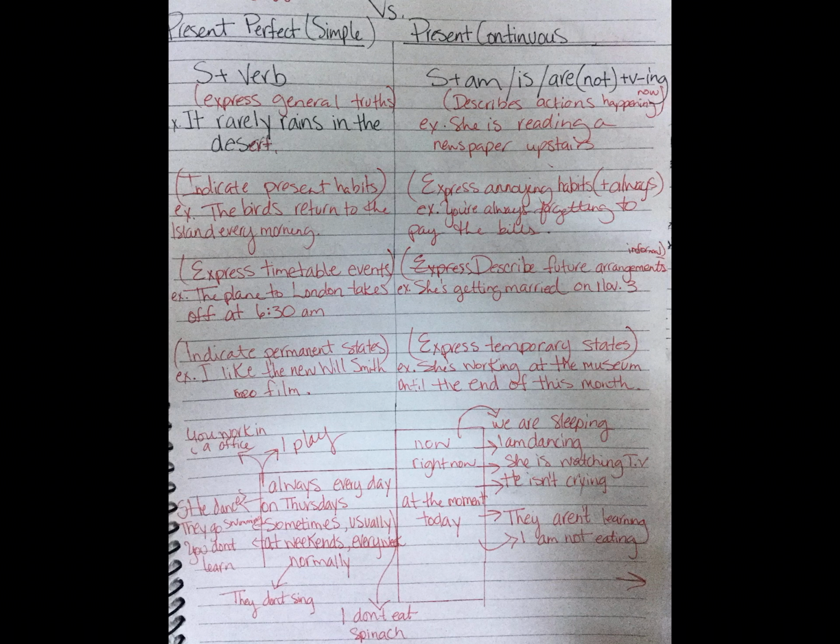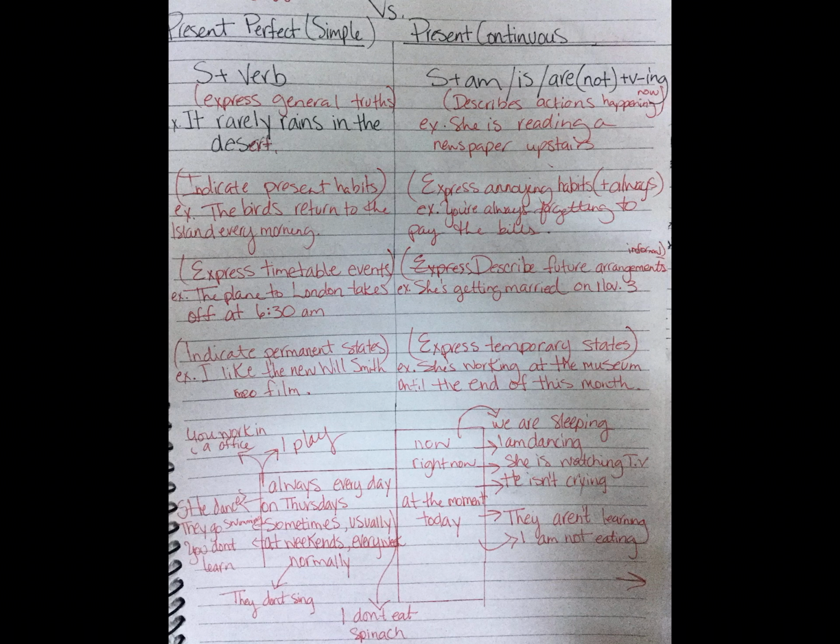It barely ever rains. That means it doesn't ever rain. It indicates present habits. The birds return to the island every morning. Habit, like something you do regularly. Also, present perfect expresses timeable events. The plane to London takes off at 6:30 a.m.